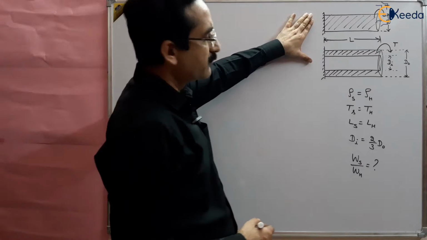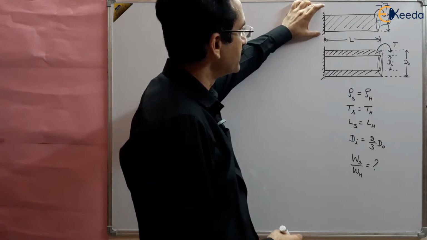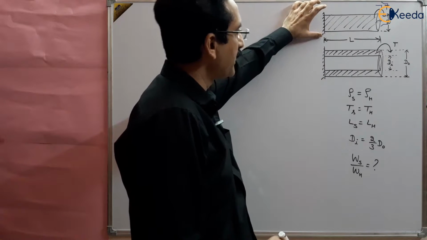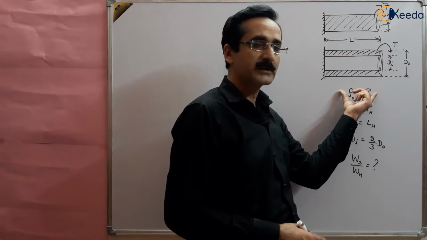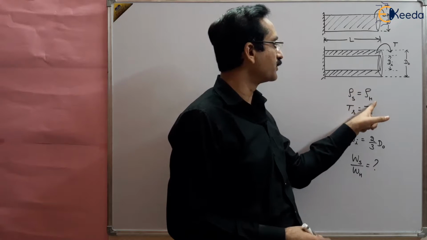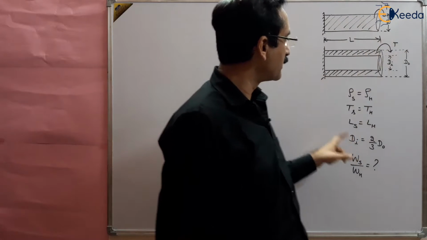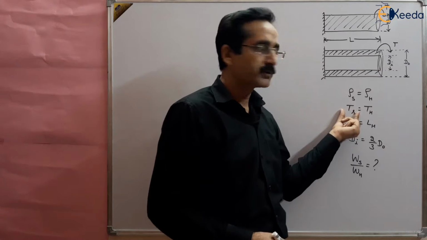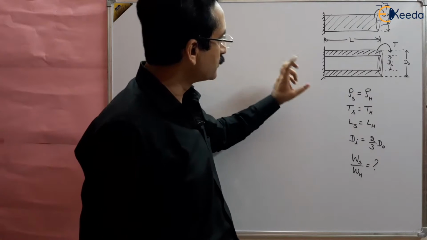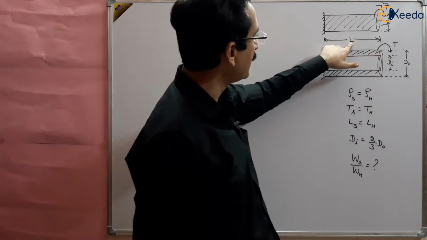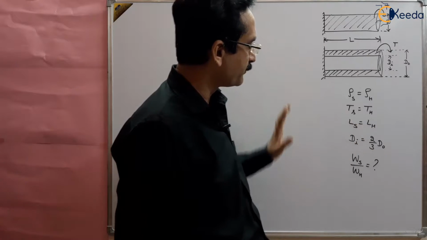In this question we have two shafts, one is hollow shaft, another is solid shaft, and it is given that both are made of same material. It means density of both the material is same. Density of solid is equal to density of hollow. Also the torque applied is same. The torque applied to both the shafts is same. Torque applied on solid will be equal to torque applied on the hollow shaft. And also the length of both shafts is given L. So length of solid shaft and length of hollow shaft is same.